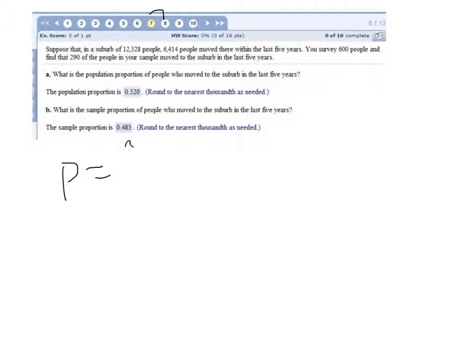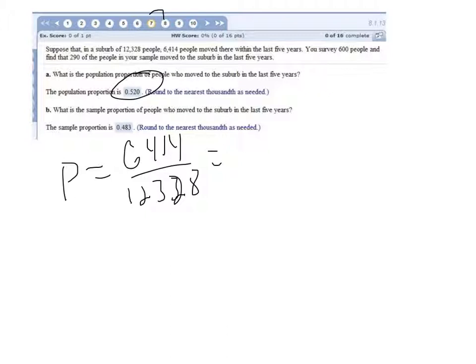So I'm just going to take the 6414 and divide it by the 12,328, and that'll be my population proportion, which, as they're saying here, is 0.52. I use P to denote the population proportion. I can also use these. Different books use different values. Some books use the Greek letter theta. I guess that's about it that I've ever come across.